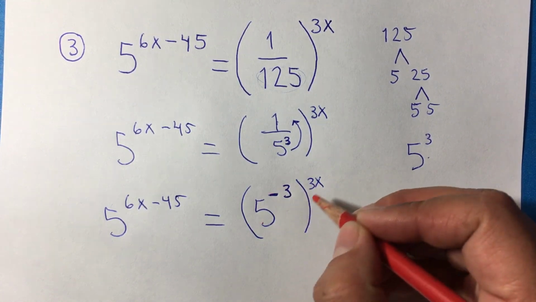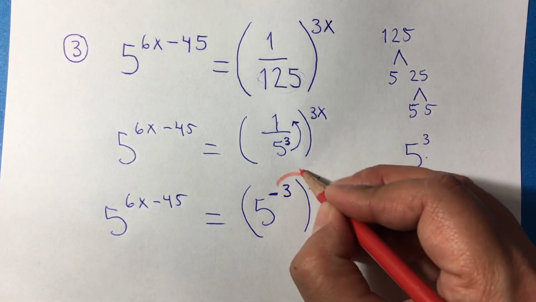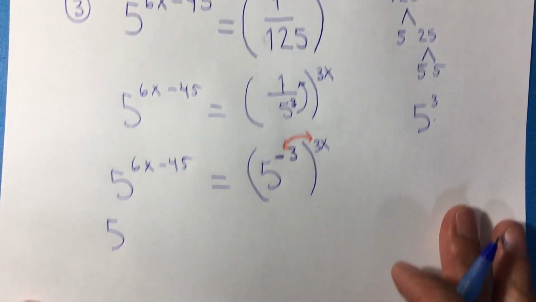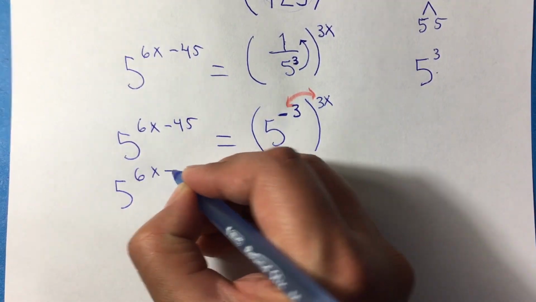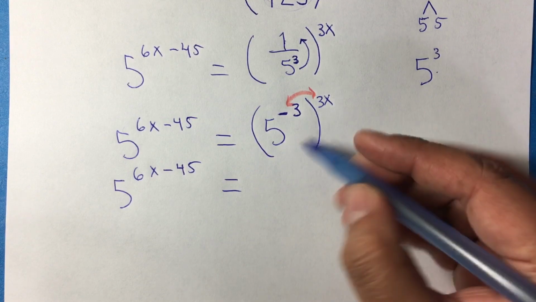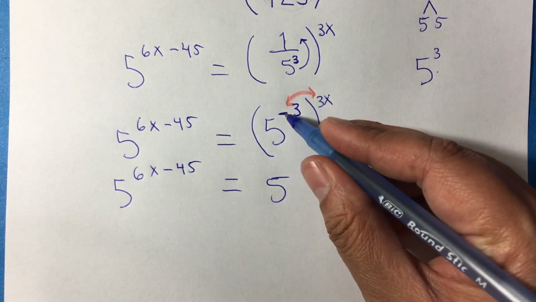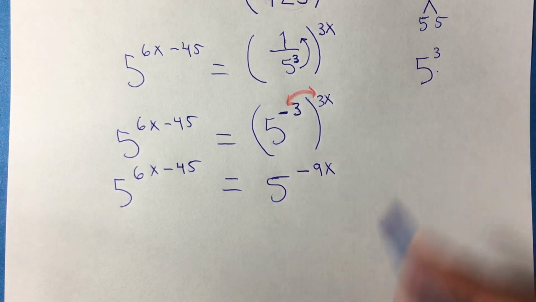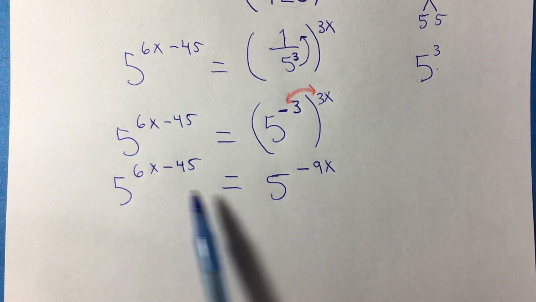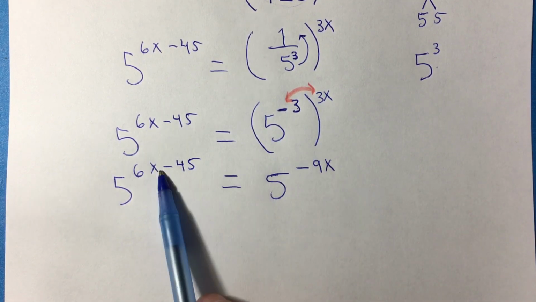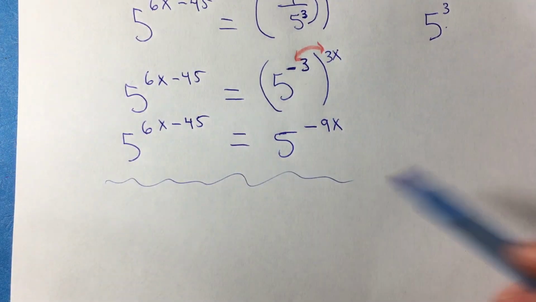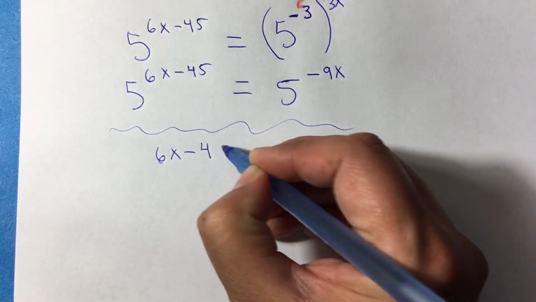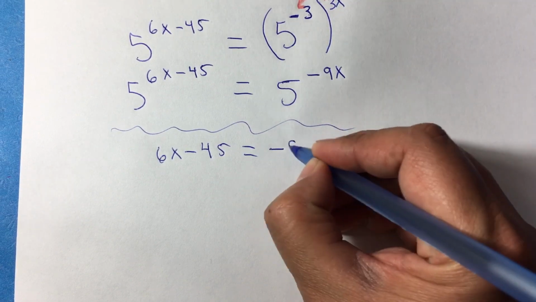Now, because it's a power raised to another power, what do we do with the exponents? That's right, we multiply them. Just bring this over. 5 to the power of 6x minus 45. And here we have 5 to the negative times positive is negative. 3 times 3x is 9x. Now that we have the same base, we can create an exponential equation. And that's all we'll be working with. So 6x minus 45 equals negative 9x.